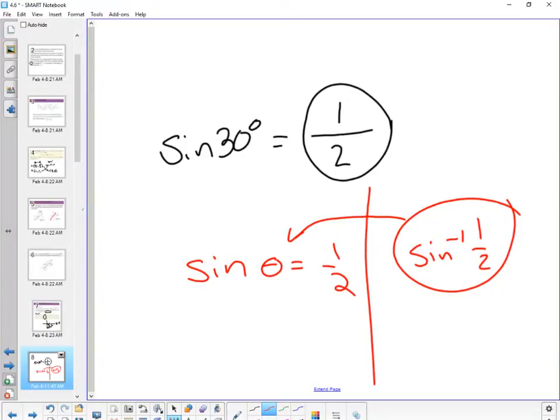Okay? So when you do an inverse problem, it's not a call for the ratio, because I know the ratio. I want to know what angle it belongs to. Does that help a little bit?